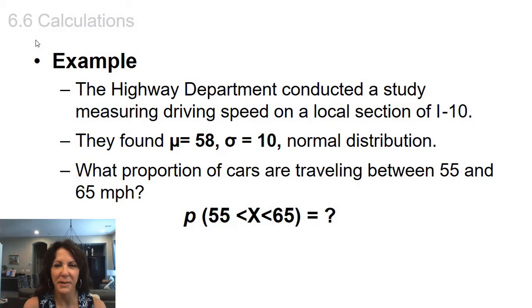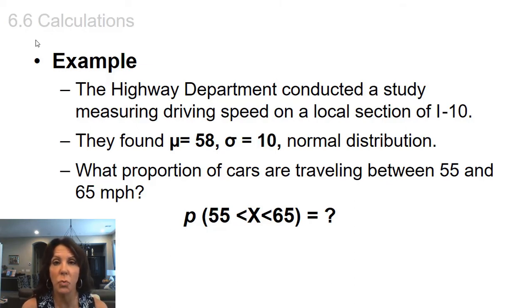Here's another example. Let's say the highway department conducted a study measuring driving speed on a local section of Interstate 10. They found a mean of 58 miles per hour and a standard deviation of 10 miles per hour, and it was a normal distribution. The question is, what proportion of cars are traveling between 55 and 65 miles per hour? Or we could say, what is the probability of randomly selecting a car that is traveling between 55 and 65 miles per hour?